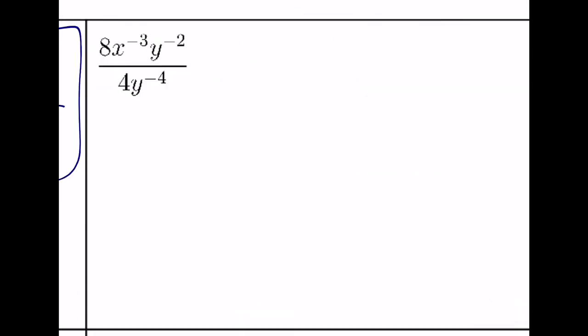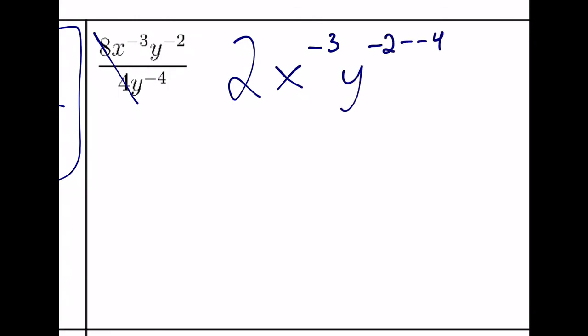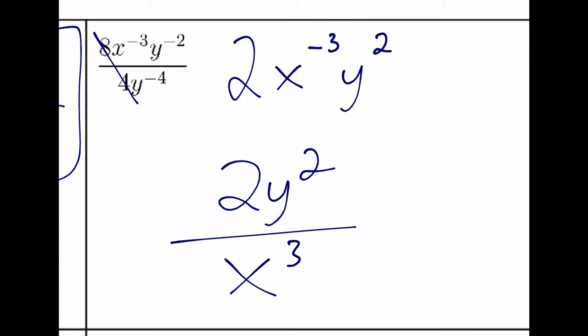This next problem, we can start by simplifying. 8 divided by 4 just gives us 2. There is only one x, so we will leave that as x to the negative 3. Y, we can use the quotient rule, so this becomes y to the negative second minus the negative 4. If I simplify that, negative 2 plus 4, this ends up being y squared. Then I want to get rid of my negative exponent, so I change this to 2y squared divided by x cubed.